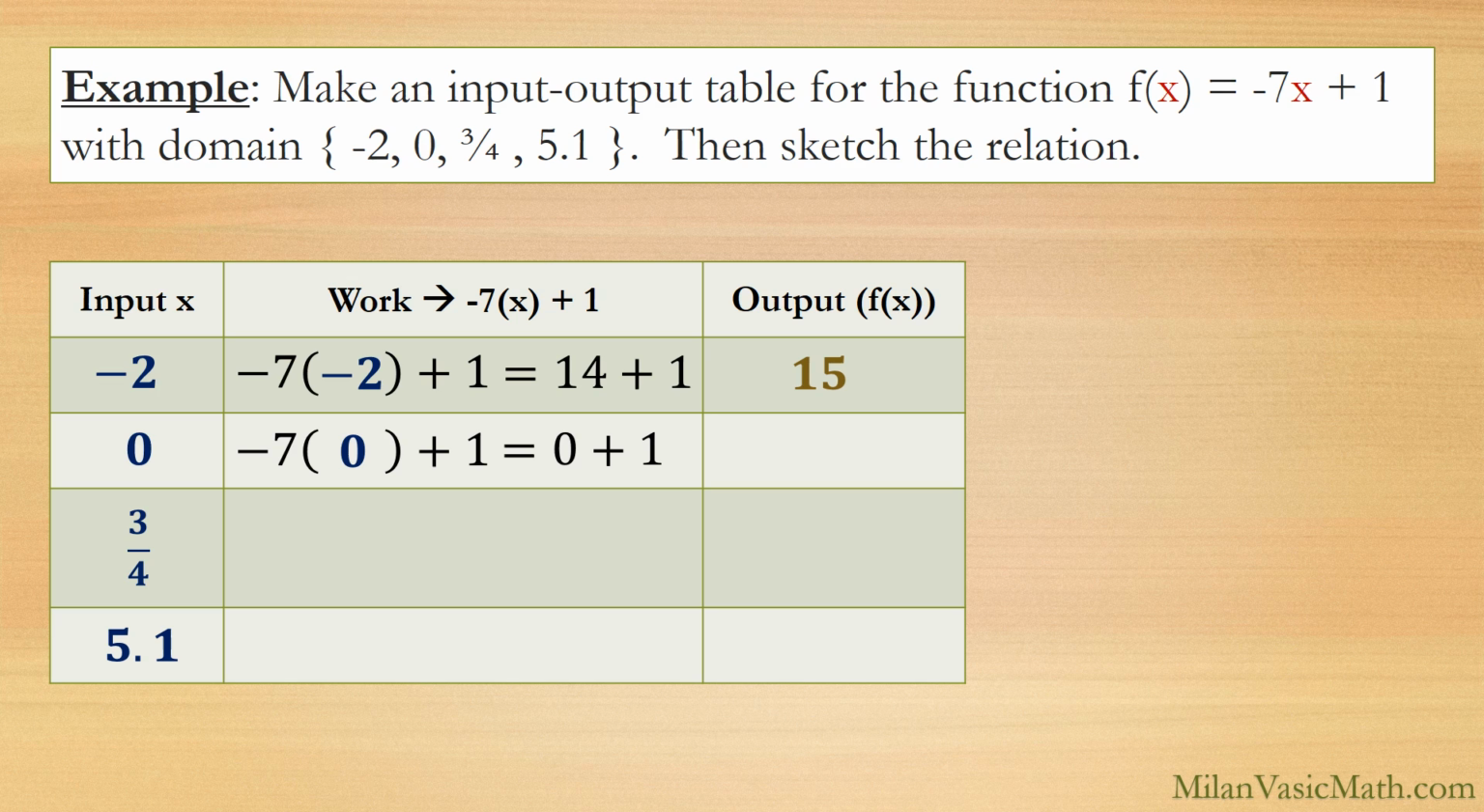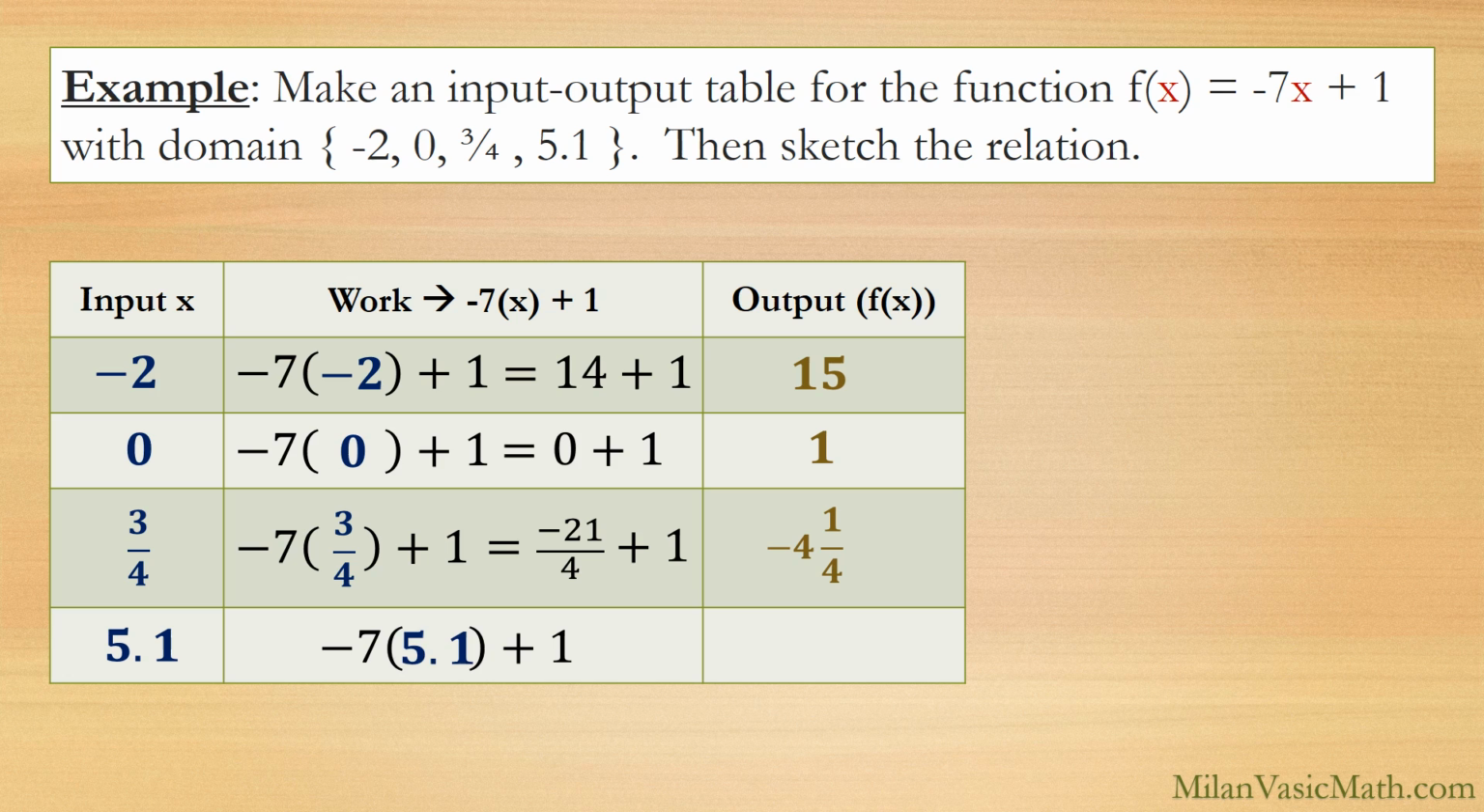0 is usually the easiest one. It gives you the constant, which is 1 over here. When you multiply fractions, you might need to do the scratch work somewhere on the side of the notebook. You know, -7 over 1 times 3/4 gives you -21 over 4, plus 1 is going to give us our final answer of -4 and 1/4. And confirm it with the calculator as well. And when you substitute 5.1, we get negative 34.7.